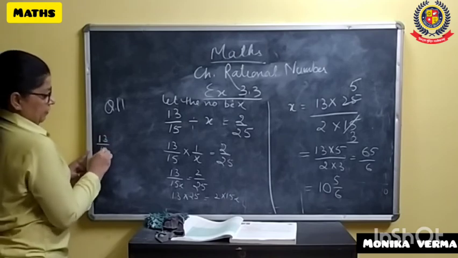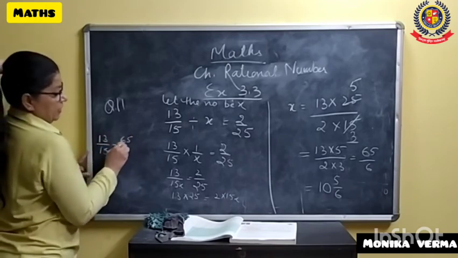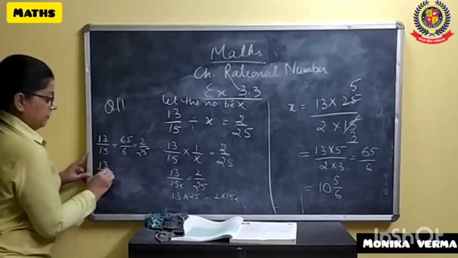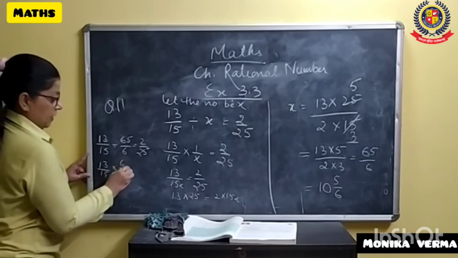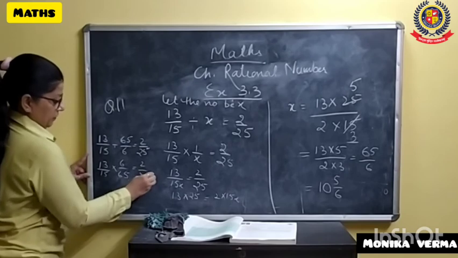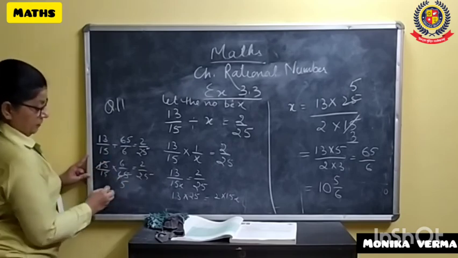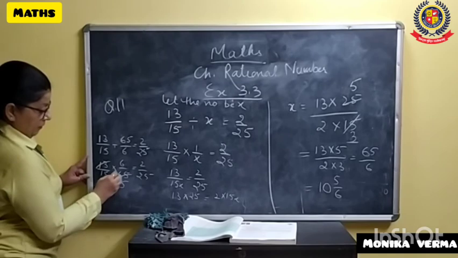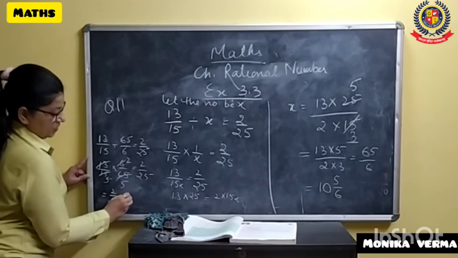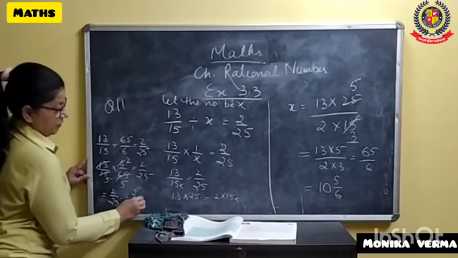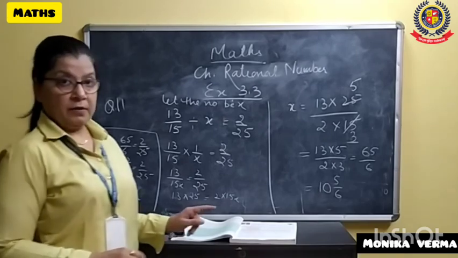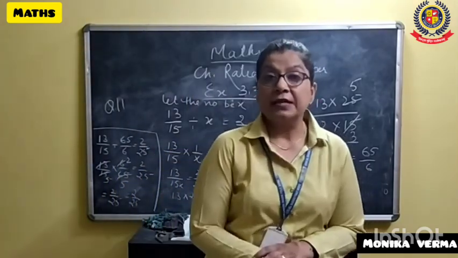13 by 15 divided by 65 by 6 is equal to 2 by 25. Now let's check. 13 by 15 into 6 by 65 is equal to 2 by 25. 13 5s are 65, 3 2s are 6, 3 5s are 15. We got 2 by 25 is equal to 2 by 25. So this way you can check also whether we have done right or wrong. Okay? You should know how to get your answer checked.